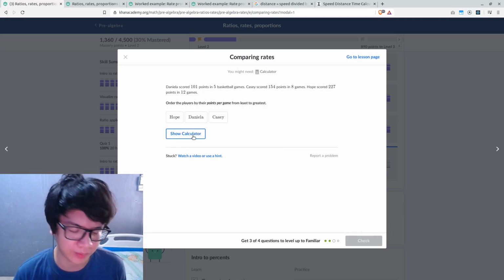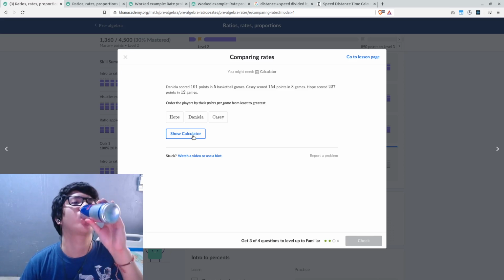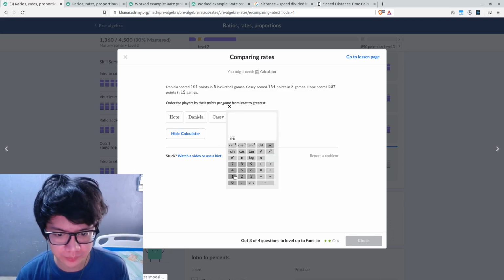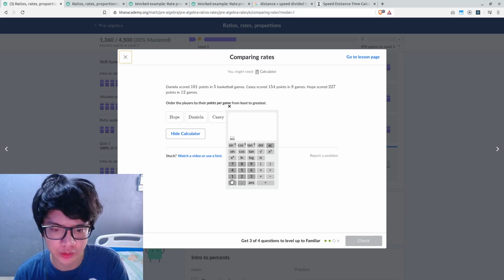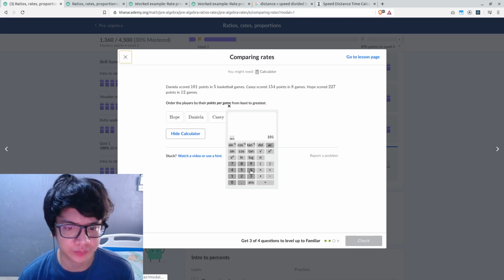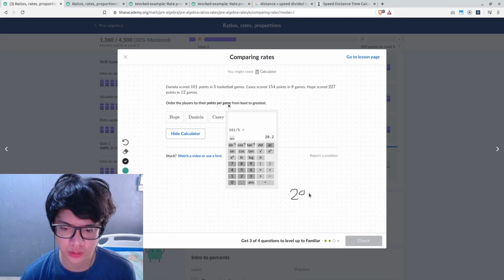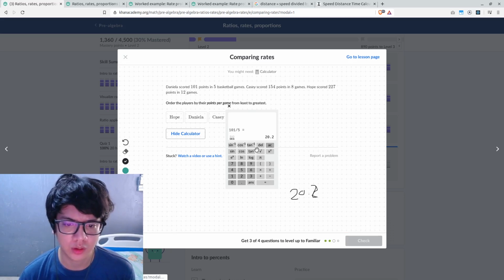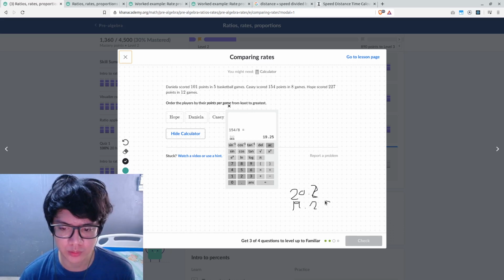Points per game from the least to greatest. Can I type 1-1? Okay. Oh, that's 20 points. Okay, so clear that out. So 154 divided by 19.5. And for the last one, 2 to 7.